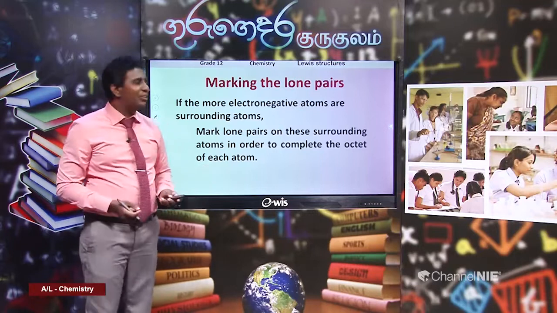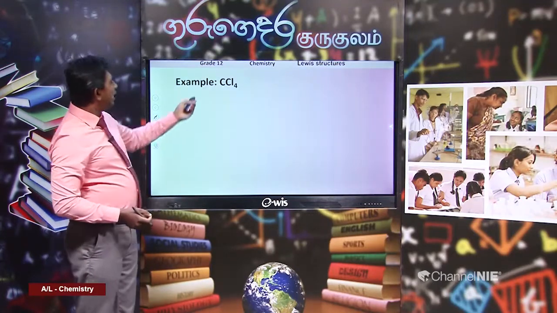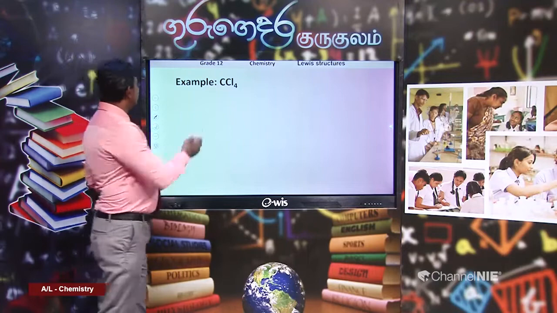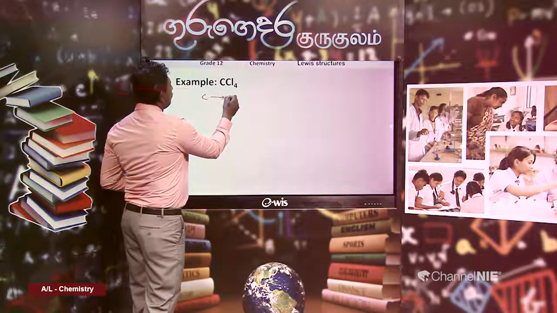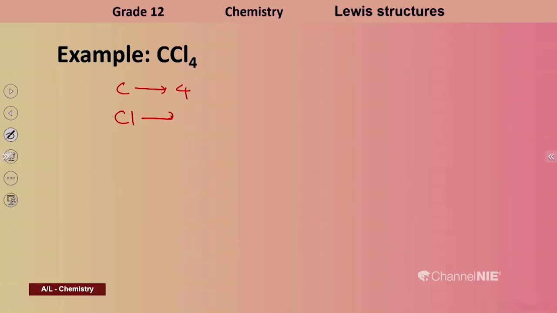So here, when I start drawing this, students, carbon is given 4 electrons. Each chlorine is a 17th group element, so it's given 7 electrons, and you have 4 such chlorine atoms. So it's 28, and the summation is 32. You divide that by 2, so you have 16 pairs of electrons.